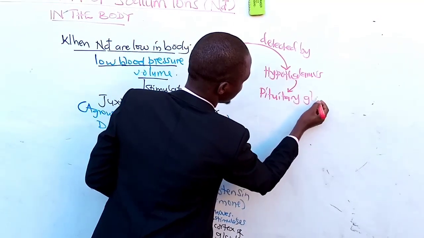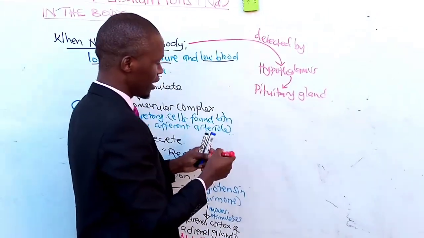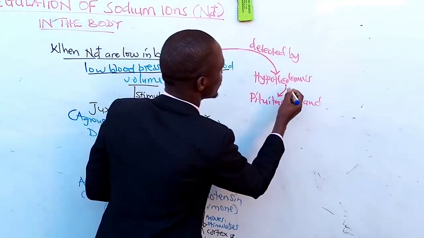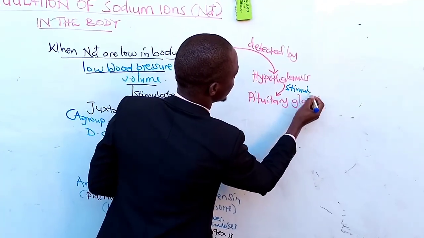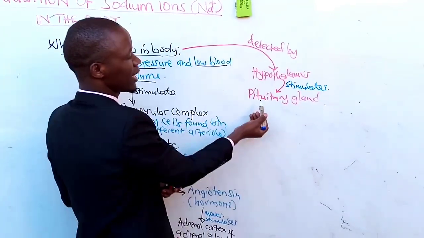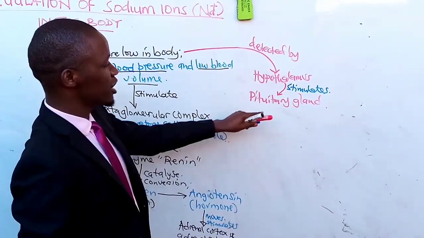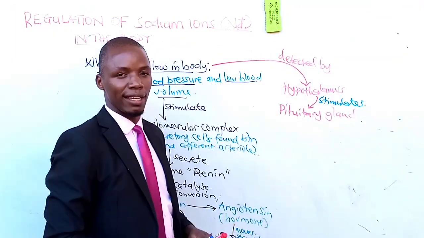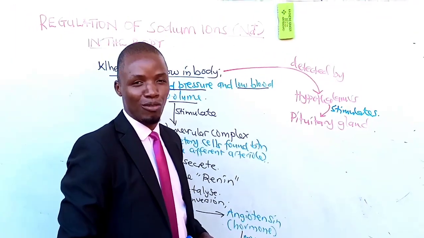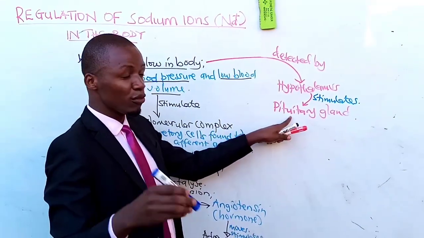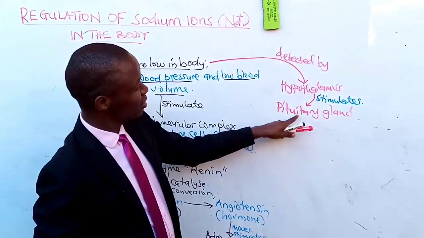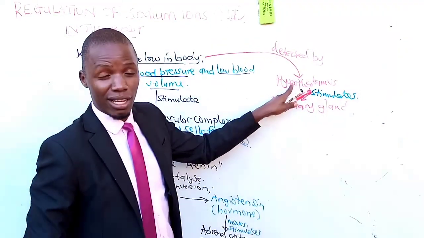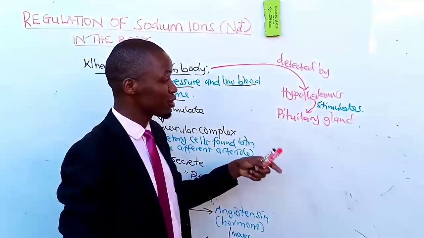Pituitary gland. So the hypothalamus, after detecting, stimulates the pituitary gland. Now this pituitary gland, to be more specific the anterior part of the pituitary gland, secretes another hormone. This pituitary gland is also found in the brain. Once it has been stimulated by the impulses which have come from the hypothalamus, it can produce another hormone.